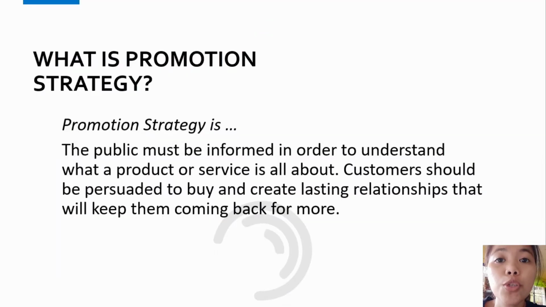What is promotion strategy? Promotion strategy is a strategy that helps the business achieve its goal, have communication with the consumers by understanding what they need and want. With a good promotion strategy, customers will be informed and understand what the company offers and be persuaded to buy, and it creates a long-lasting relationship that will keep them coming back for more.